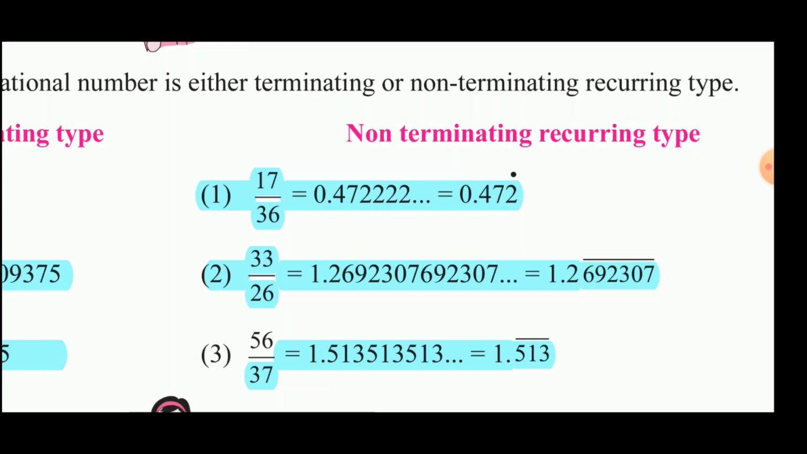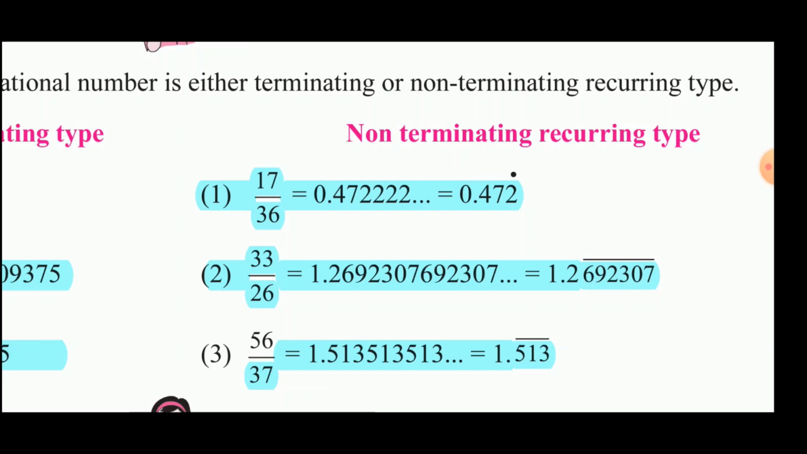The division will not come to an end, and this group of digits 692307 will be repeated. So the decimal form of 33 upon 26 again is 1.269230 recurring. Understood? So what is the prime factor of this 26 now? 2 into 13. So 13 is there.